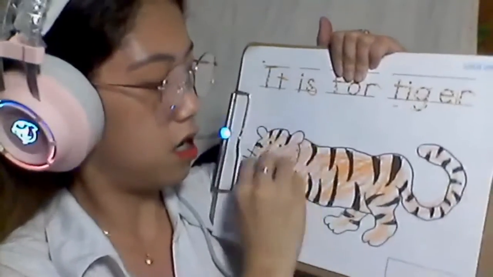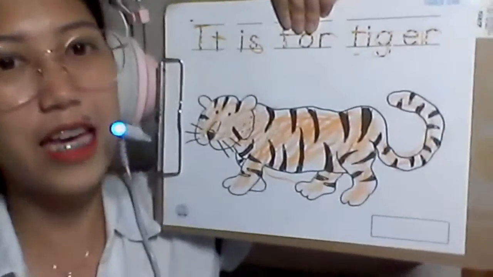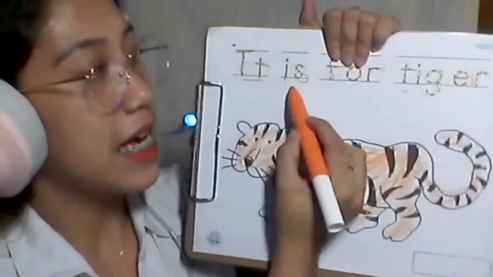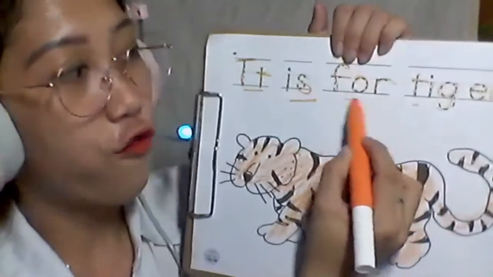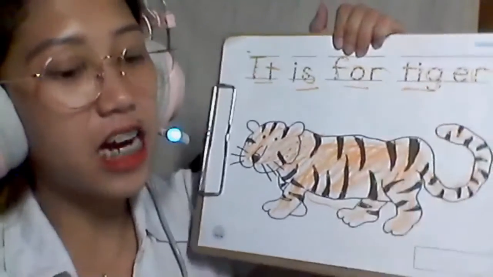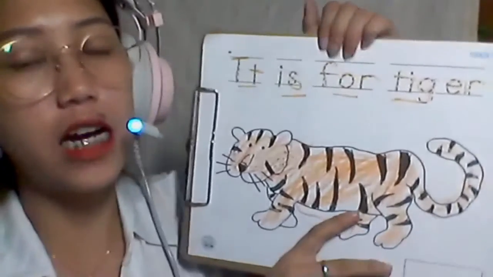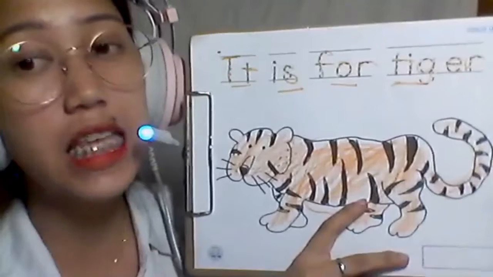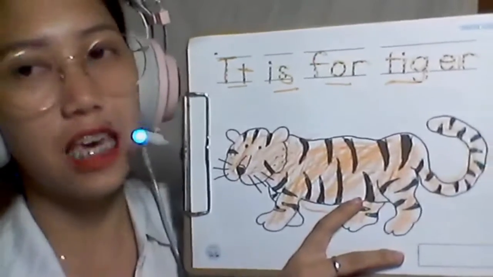It's a tiger. How about let's read it again. T is for tiger. T, t, tiger. A tiger begins with the letter. Is it the letter C or the letter T? It's the letter T. Very good.